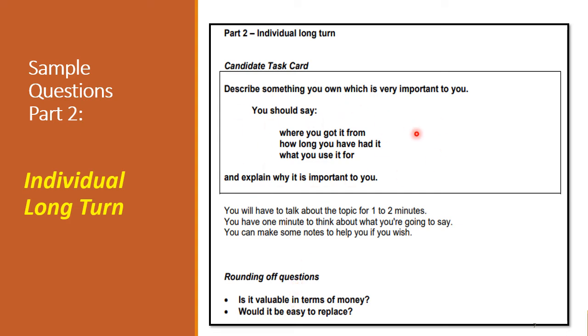Now if you are, let's say, talking about your car or your pet, then make sure that you include these things: where you got it from, how long you have had it, and what you use it for. So these prompts should be included in your response. So that is how you do it. This is part 2, the individual long turn. I hope you understand that.